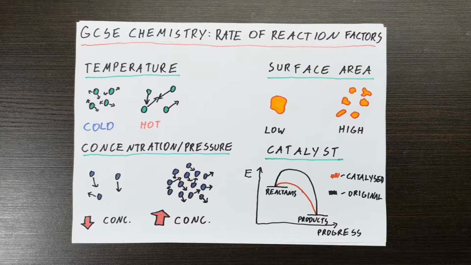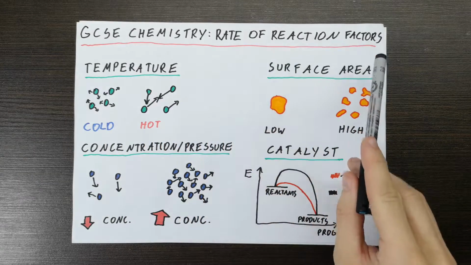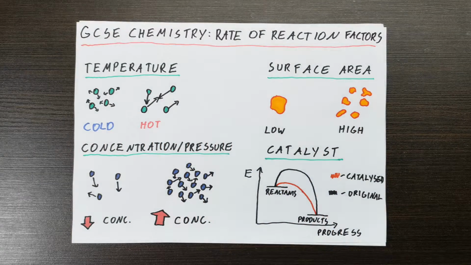Today we'll be looking at GCSE Chemistry Rate of Reaction Factors. Last time we talked a bit about rate of reactions and how they work. Today we'll be looking at the factors affecting rate of reaction, so how we can increase the speed of reactions, how we can increase the rate of reactions, and how we can decrease the rate of reaction. So, without further ado, let's get started.